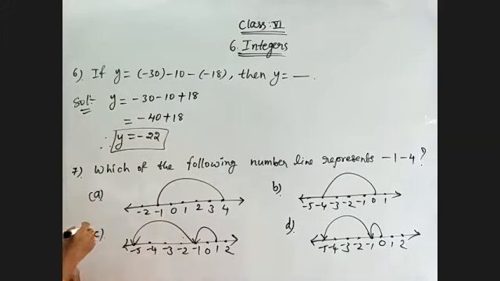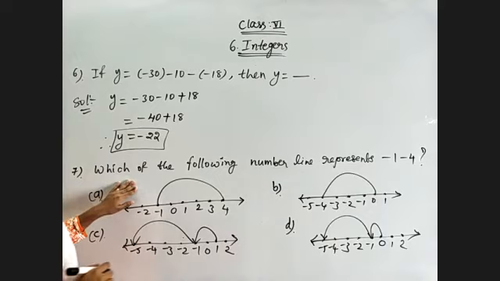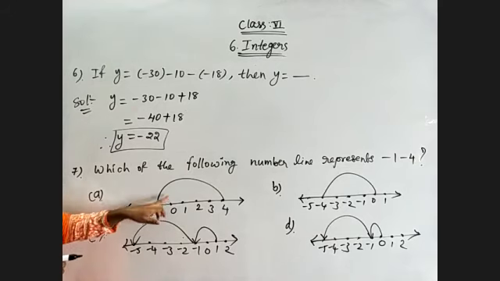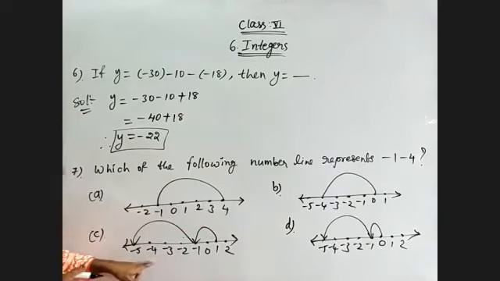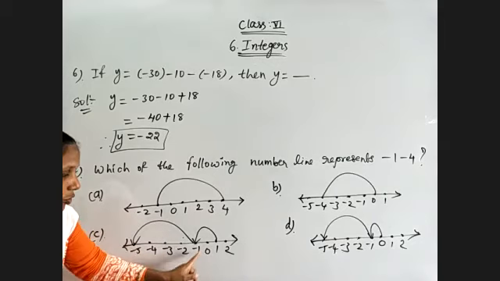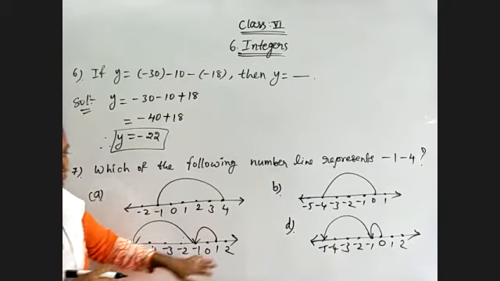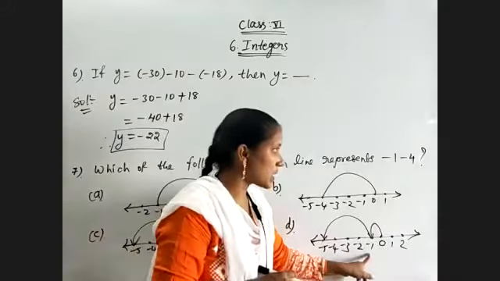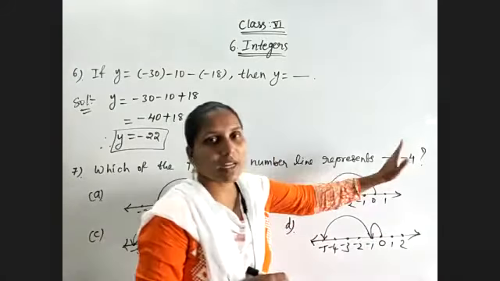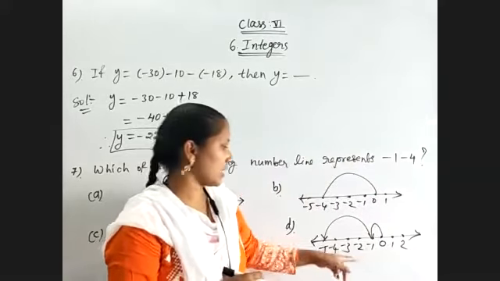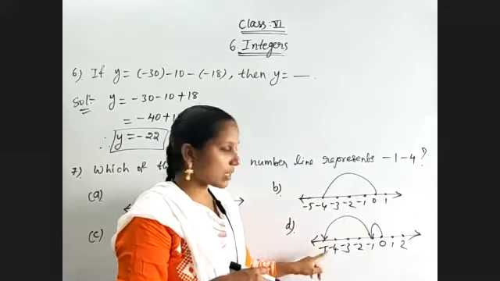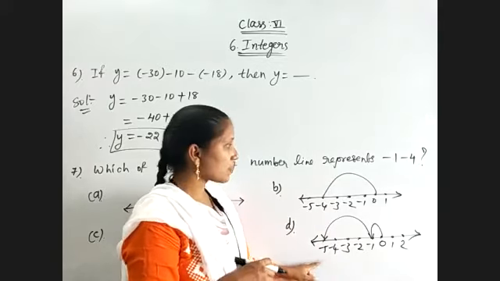Okay. Now coming to the second question, which of the following number line represents minus 1 minus 4? First integer is minus 1. 0 to minus 1 we have to do. Are we getting in the first option? No. Are we getting in the second option? No. Are we getting in the third? 0 to minus 1 we have to get. But here 1 to minus 1 given. So C option also wrong. Coming to the D option, 0 to minus 1. And then we have minus 4. Minus 4 means left side by 4 steps. So left side by 4 steps, then we are reaching minus 5.